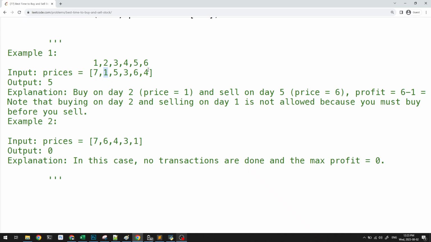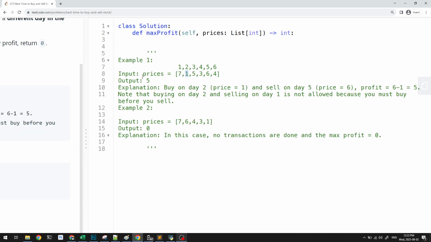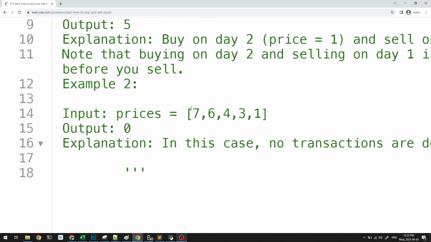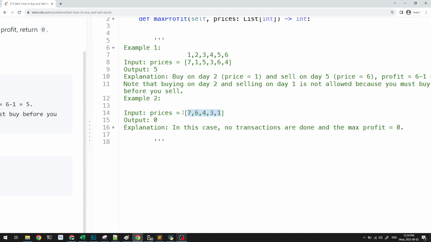Even if we buy here and we sell over here, well, that's just a profit of 3. Even if we do 3 and 5, that's a profit of 1. So this one is the maximum one. In this case here, no matter where we buy, we cannot sell in the future because it's always going to be selling for a lower price. And technically here, even if the price was the same, like 6 here and then 6 here, you're still making just a profit of 0. So in that sense, we would just return 0.